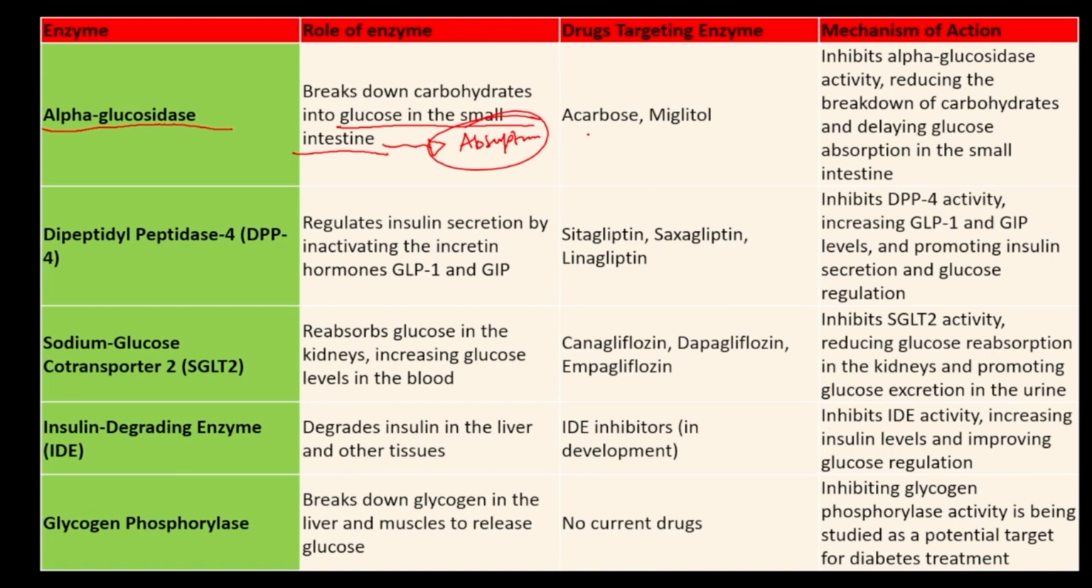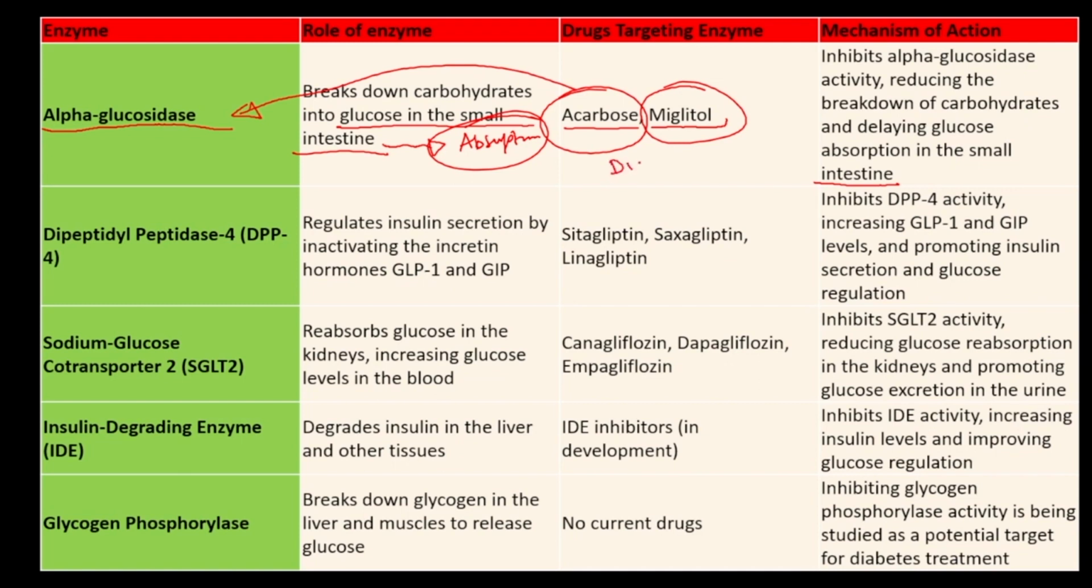If you use molecules like acarbose or miglitol, these are two inhibitors of alpha glucosidase. They inhibit the alpha glucosidase activity, reducing the breakdown of the carbohydrate and delaying the glucose absorption into the small intestine. This means that by putting in these two molecules, you are indirectly disturbing carbohydrate digestion.